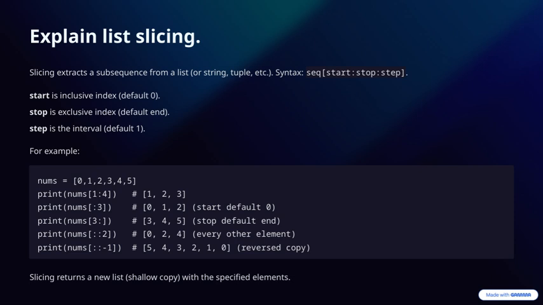Now, what if we want to grab every other element? That's where the step parameter comes in. For example, print(nums[::2]) gives us elements at every second position, resulting in 0, 2, 4. And if we want to reverse the list, we can use a step of -1. So print(nums[::-1]) produces a reversed version, 5, 4, 3, 2, 1, 0. Remember, the syntax is always sequence[start:stop:step], with start defaulting to 0, stop defaulting to the end, and step defaulting to 1. Slicing is a versatile tool that helps us extract just the parts of a list we need, making our code more efficient and readable.